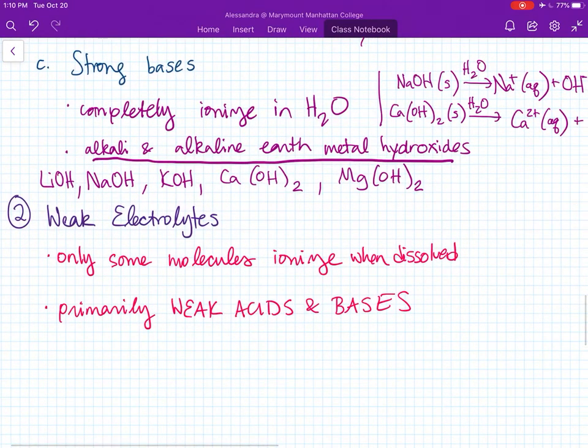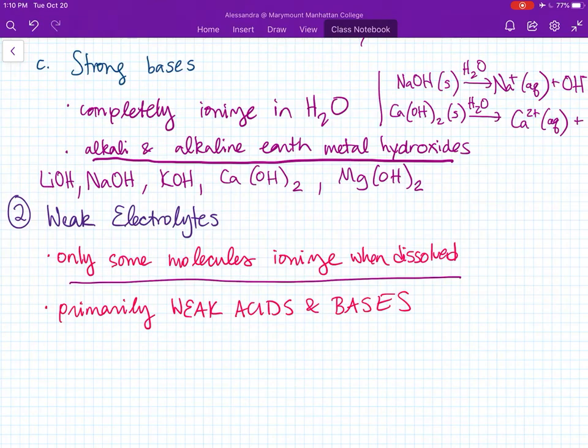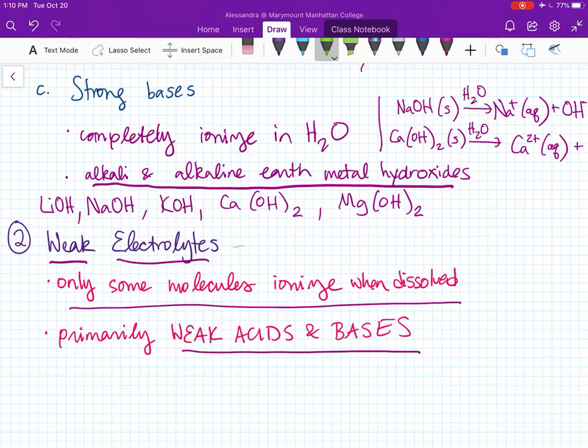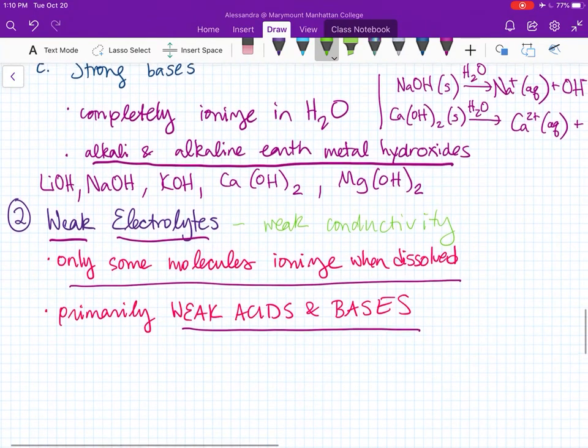Now, sometimes you don't have complete dissociation. Sometimes only some of the molecules ionize when dissolved. And that creates a set of solutions known as the weak electrolytes. So primarily what we're talking about are the weak acids and bases. So strong acids and bases make strong electrolytes. Weak acids and bases make weak electrolytes. And what that means is that you're going to have weak conductivity. Okay, so they're not going to conduct electricity very strongly.